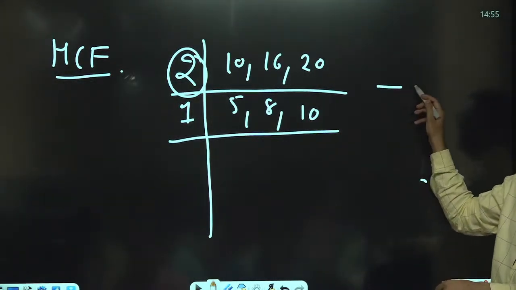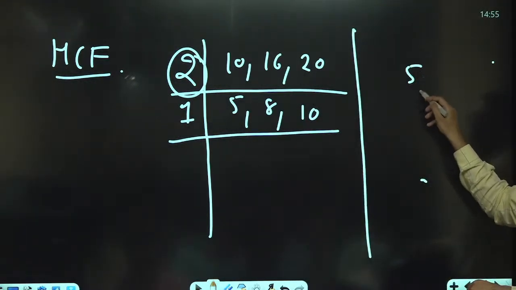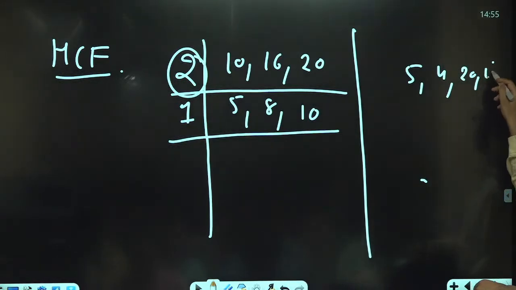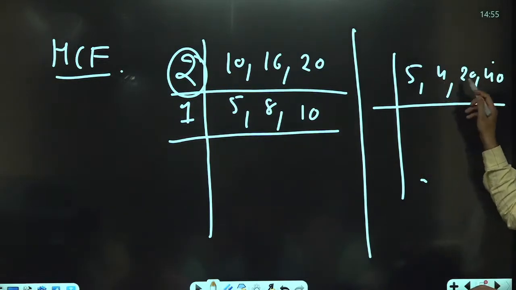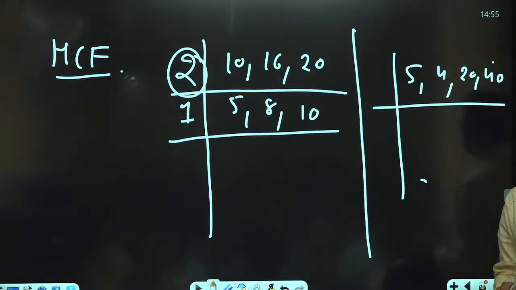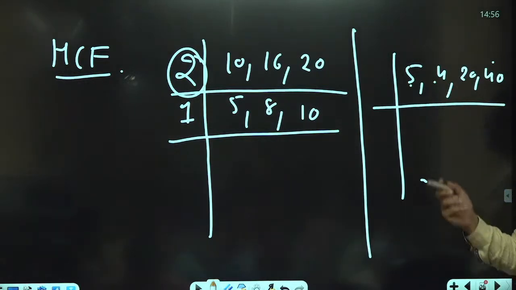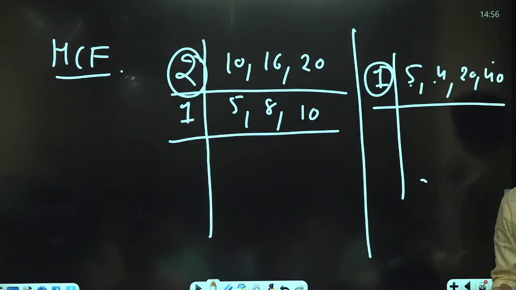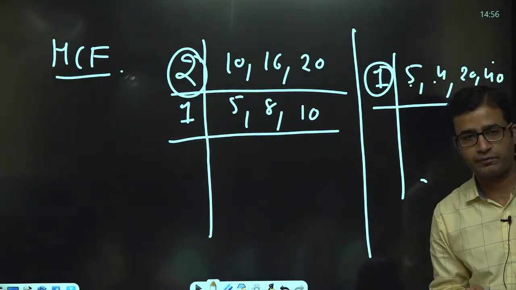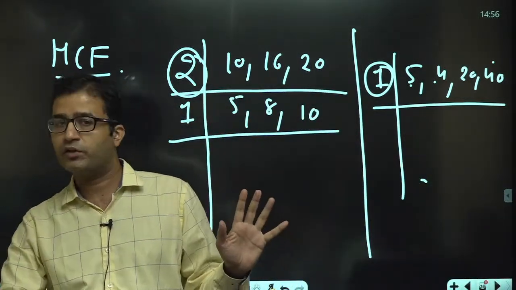If you give 4 numbers, suppose for example 5, 4, 20, 40. You say 4, 20, 40 have 4 common. But accept it, it is not in 3 of the 4 numbers. HCF says it has to be common in all the numbers. 5 and 4 only have 1 common, so 1 is the HCF. If nothing is common, 1 is the HCF. So for HCF you have to take common from all the numbers. If it is not, you stop.